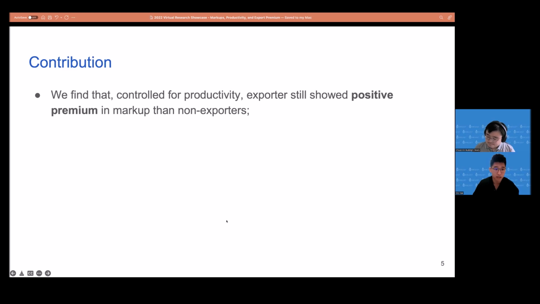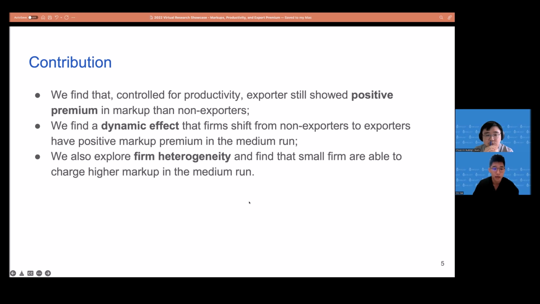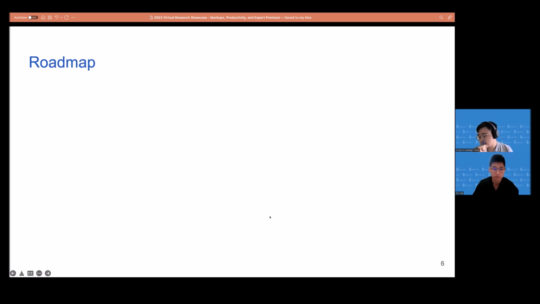And here are our major findings. First, we find that controlled for productivity, exporters still show a positive premium in markup over non-exporters. And second, dynamically, we find an effect that firms shifting from non-exporters to exporters have a positive markup premium in the medium run. And thirdly, we also explore firm heterogeneity and find that small firms are able to charge higher markups in the medium run.